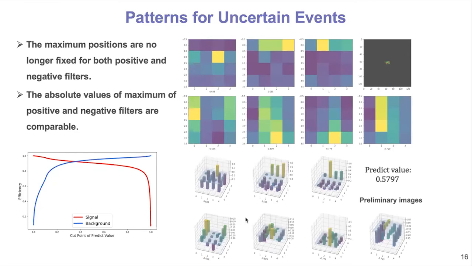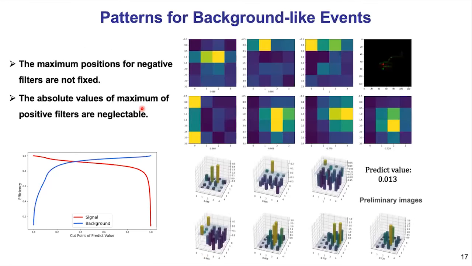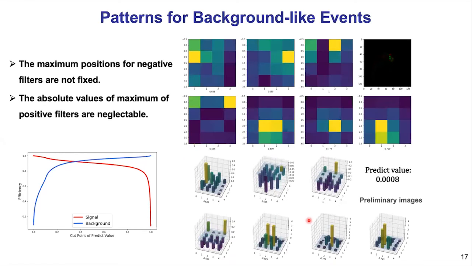At last, the background-like events. However, the maximum position for negative filters are not fixed, but the absolute value of maximum of positive filters are negligible, and the 2 supplementary filters compensate for each other as well as the rest of unimportant filters again, and their maximum values are much lower than those of negative filters. Here are also some examples of background-like events.